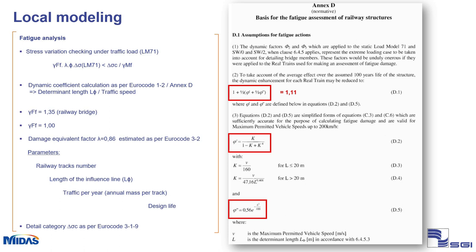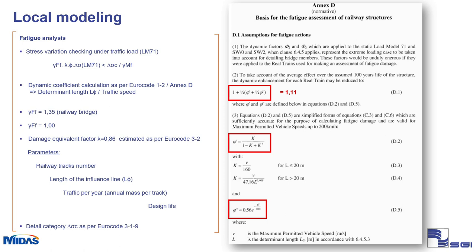This reason is why a local finite element analysis is relevant in complex regions, such as supports region, or also connections between deck and truss diagonals. In particular, local finite element models will be useful for fatigue stress analysis and also the design of local stiffeners. Fatigue analysis will be done considering Eurocode train traffic, the model LM71. Stress variations under this model will be checked and multiplied by a realistic dynamic coefficient that takes into account the traffic speed. Dynamic coefficient for fatigue analysis is estimated as per Eurocode 1 section 2 in Annex D.